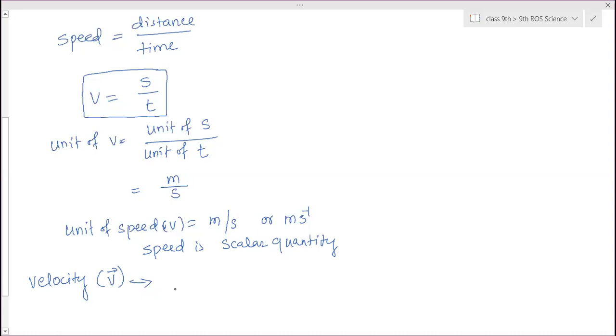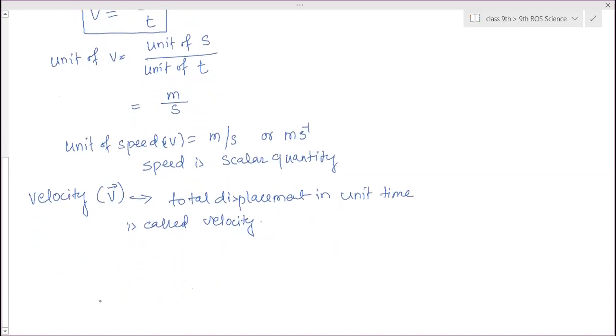The next is velocity. Now instead of distance, we have to take a displacement. Total displacement in a unit time is called velocity. So here instead of distance covered, we have to take a displacement.